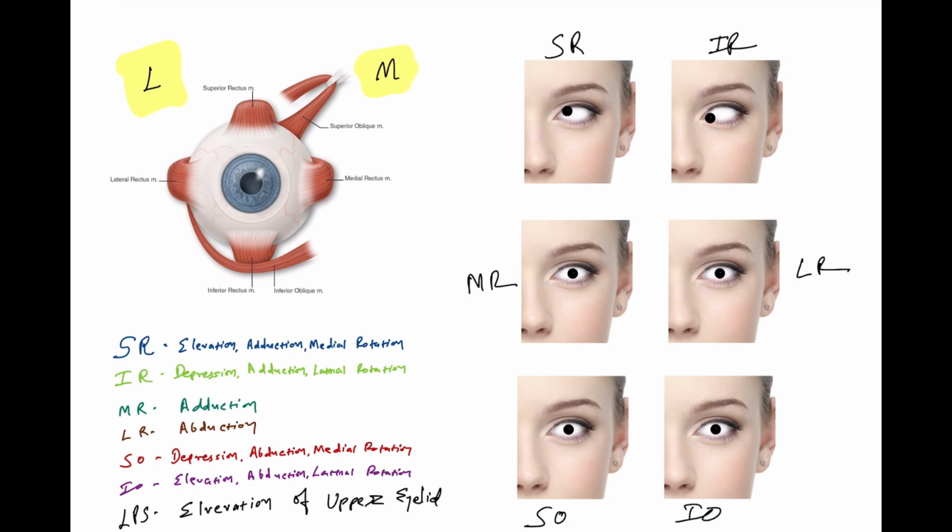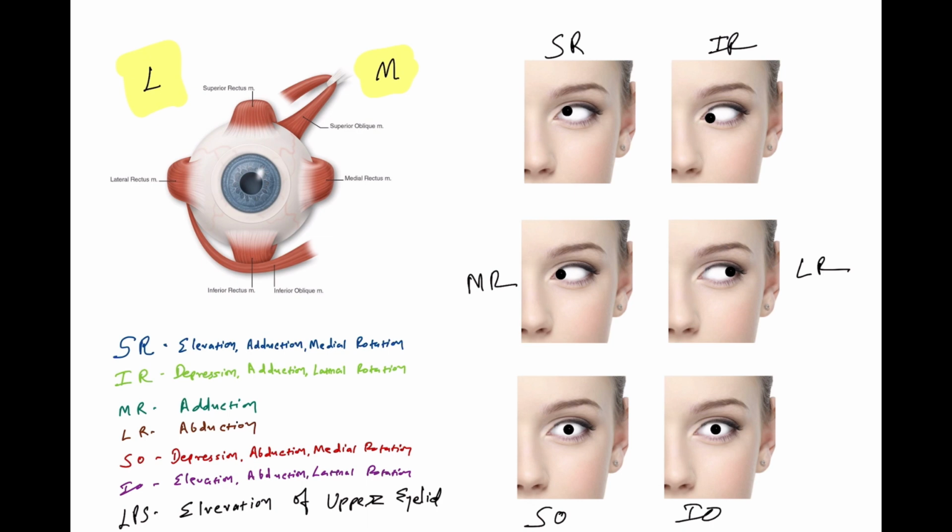If we talk about the medial and lateral rectus, medial rectus causes medial movement or adduction of the eyeball. So ultimately the eyeball is going to move medially, and the lateral rectus is going to cause lateral movement of the eyeball, that is abduction of the eyeball.